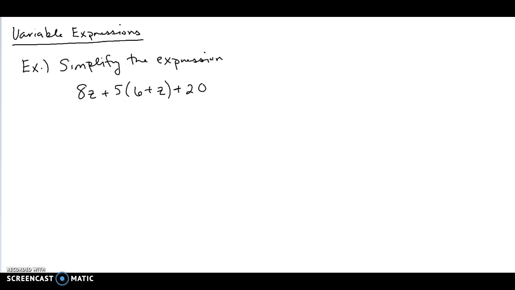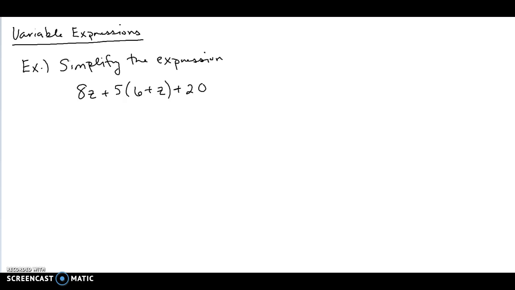Guys, we cannot solve an expression, so we don't want to end up with an answer that says z equals something. That's not what we're looking for. We just want to clean this up. So if we look at this particular problem, we've got this 5 with this parentheses. Guys, we don't want to start these problems with parentheses, so let's clean it up before we start.